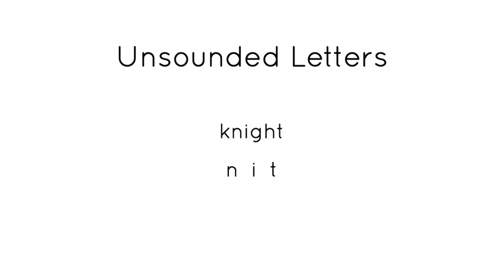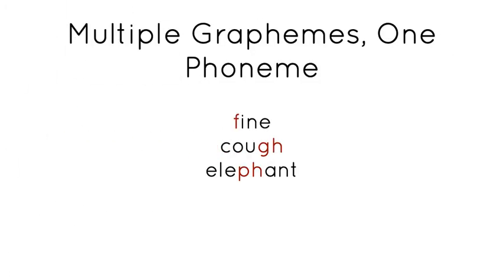In addition, there are multiple graphemes that represent only one phoneme. And we see this in the F in fine, in the GH in cough, and the PH in elephant. F, GH, and PH are three different graphemes that all correlate with the same phoneme, that F sound.